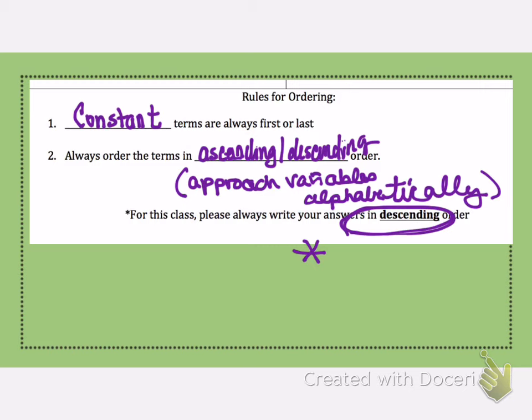So again, please stick for this class to descending order, and then it's just going to depend on what classes you have in the future, what your teacher would prefer. Please take all your questions to your algebra teacher.